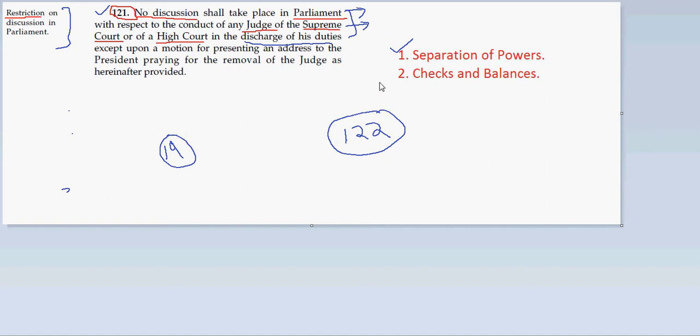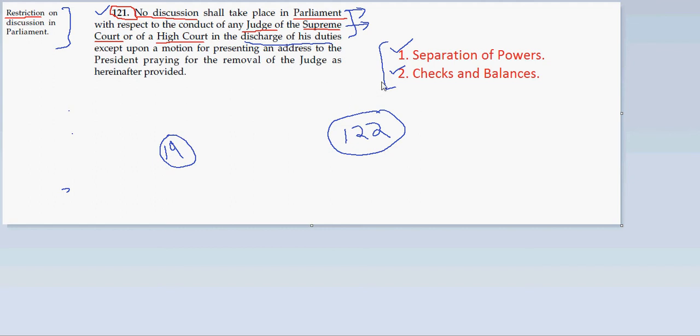That is another thing. And these two things, Article 121 and 122, talk about separation of powers between legislature and judiciary. Legislature being Parliament, judiciary being Supreme Court and High Court. That's what it talks about.